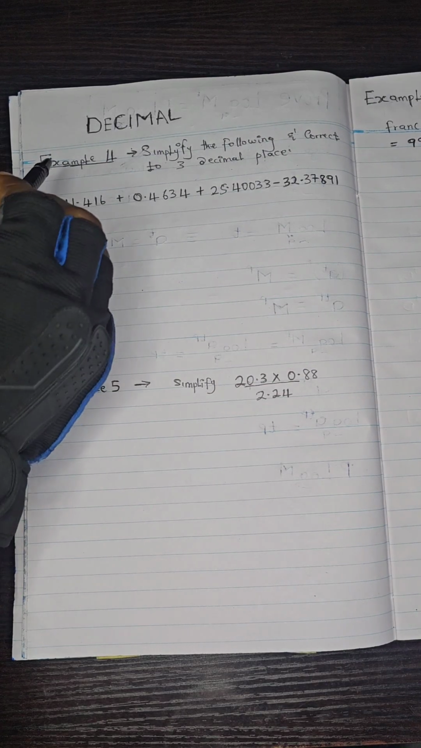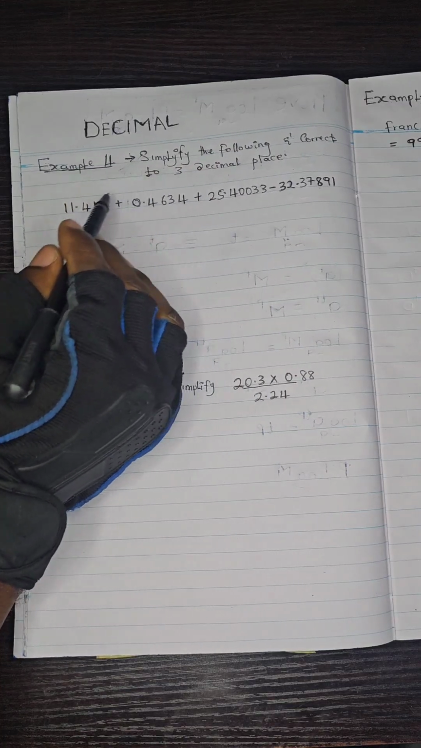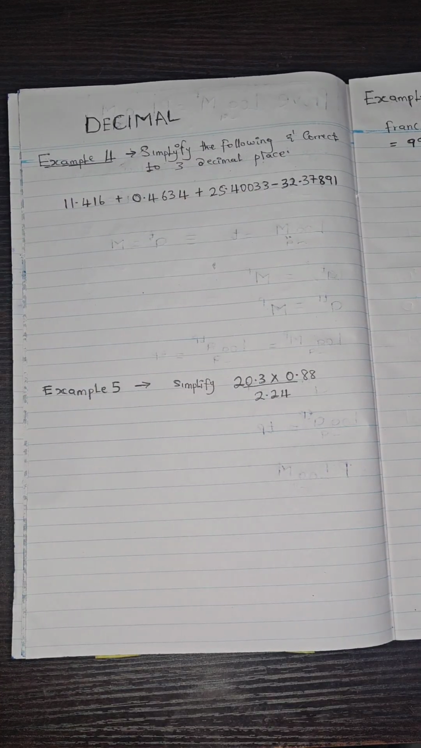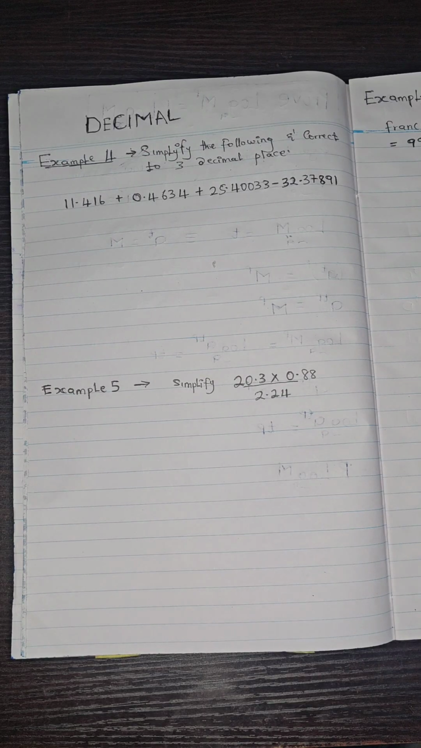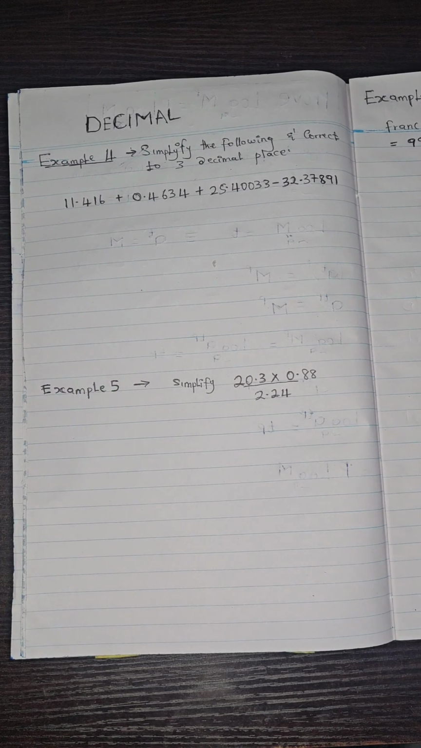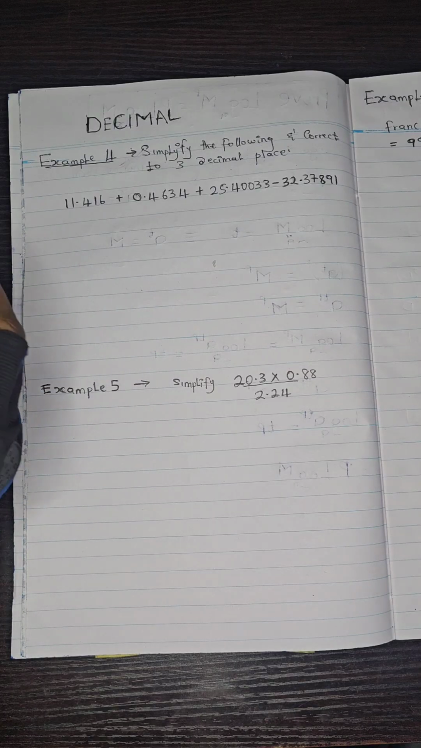First, let's start with example 4. We have been told to simplify the following and leave the answer in 3 decimal places. When they say 3 decimal places, what they mean is the number of digits after the decimal point should be 3. So when you want to deal with addition and subtraction of decimals, the place value is very important. Let's start.